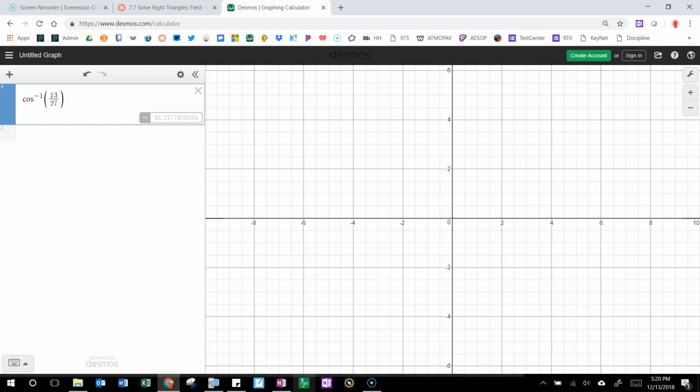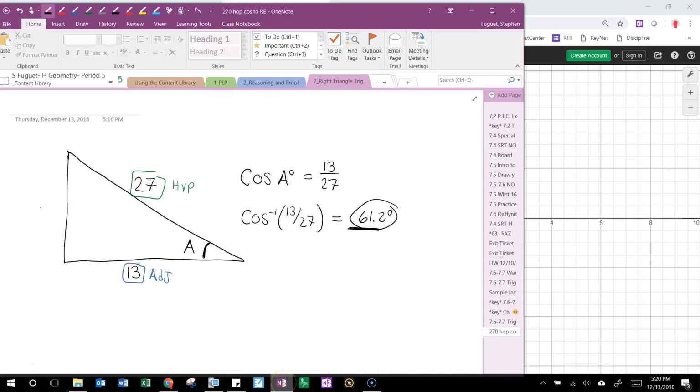So whether you use the calculator or Desmos, you'll be able to use inverse trig functions to be able to solve for missing angles.